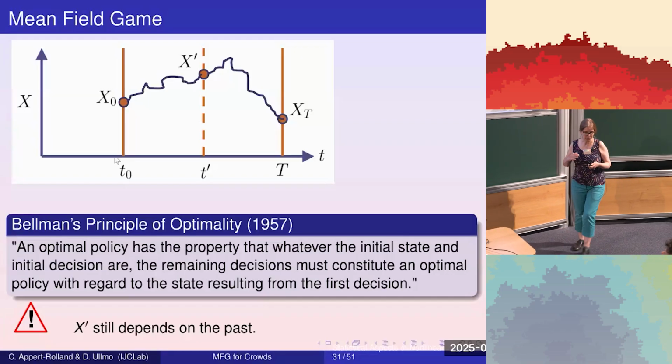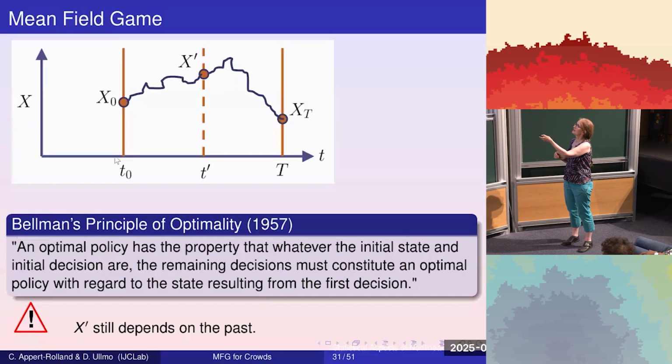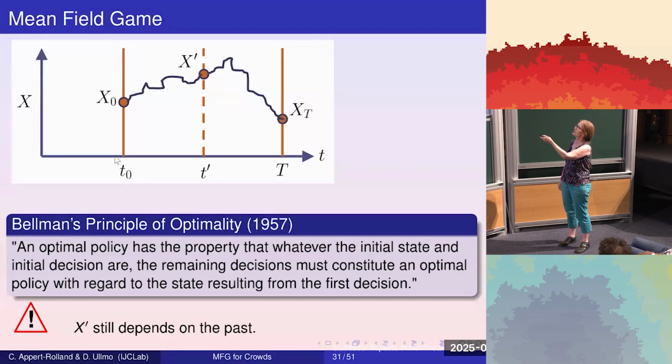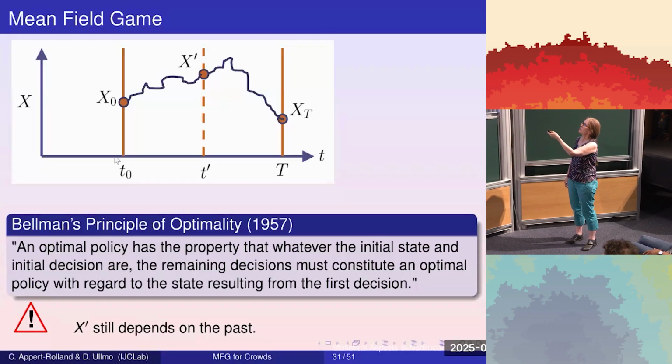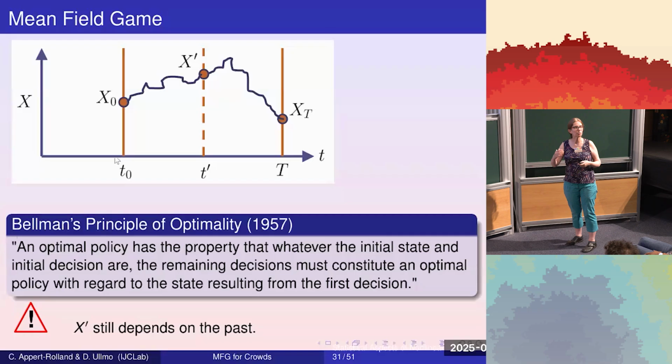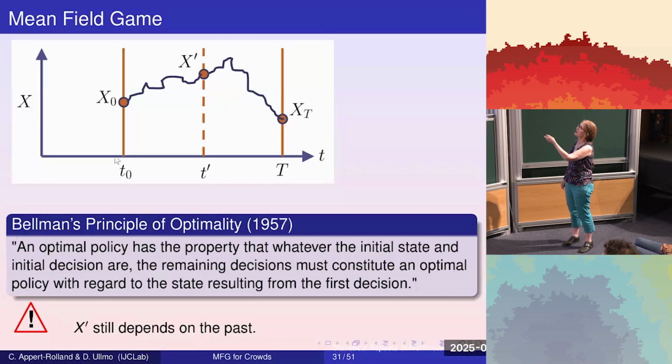So the idea is the following. Imagine, okay, I was in x naught at the beginning. I go to xt. On my way, I'm in x prime. Once I am in x prime, in order to continue my way, I can just optimize this part of the path. I don't have to know what happened before.